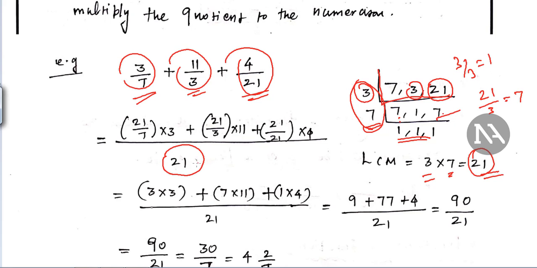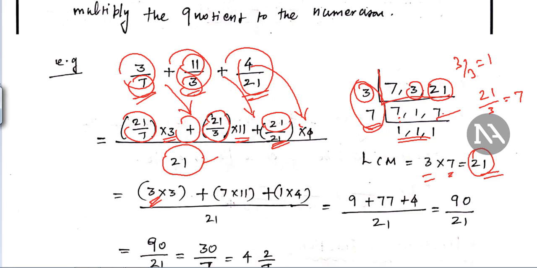Now this LCM value you have to take and divide by the first denominator. 21 divided by 7, and you multiply by the numerator value, and in between, again the plus. Again the LCM value divided by the denominator and multiplied by the numerator, again the plus, then the LCM value divided by the denominator and multiplied by this numerator. Now 21 divided by 7 will give you 3. 21 divided by 3 will give you 7. 21 divided by 21 will give you 1.